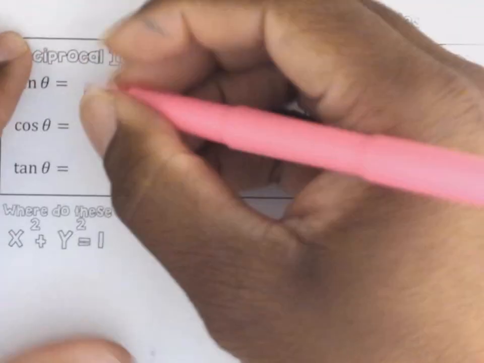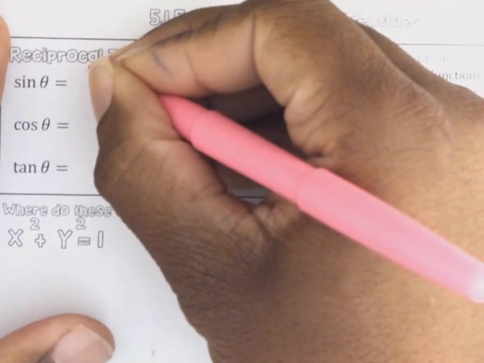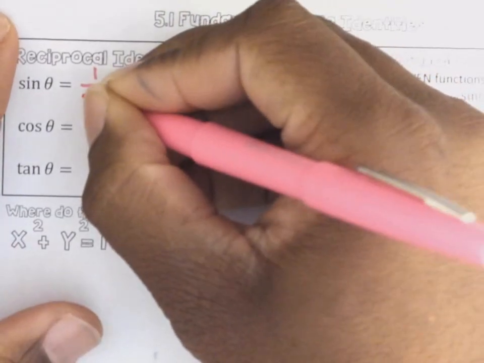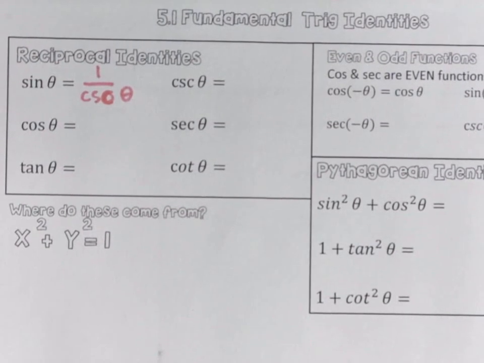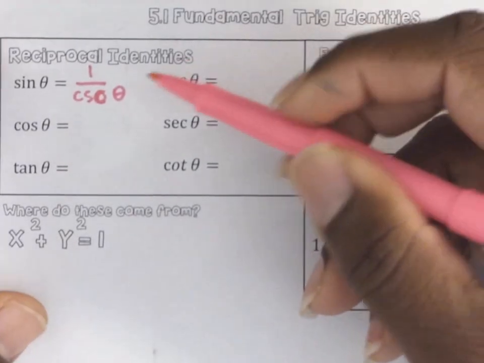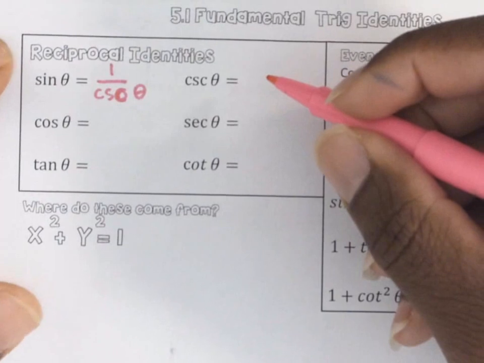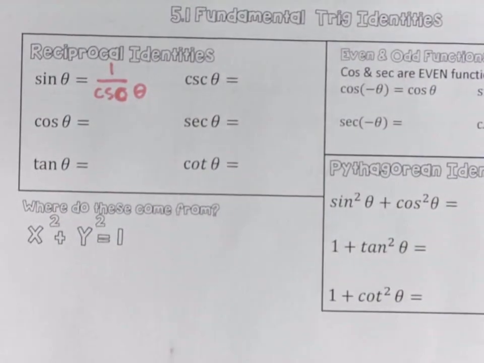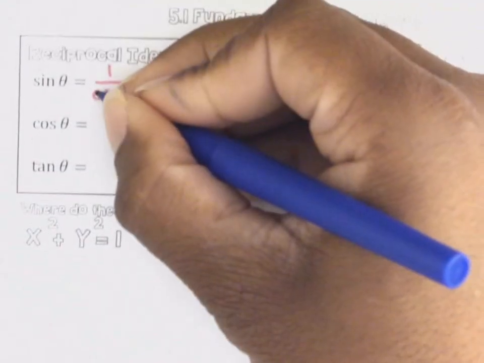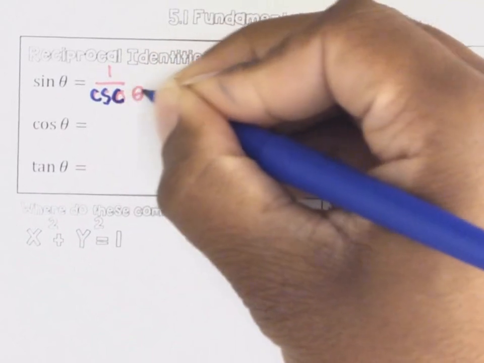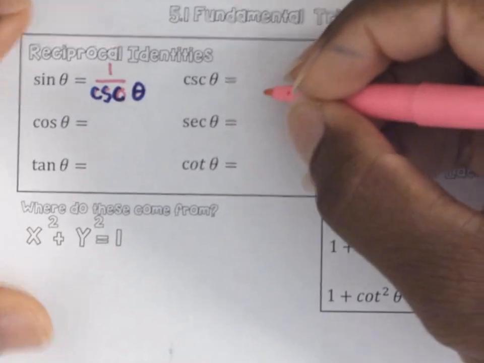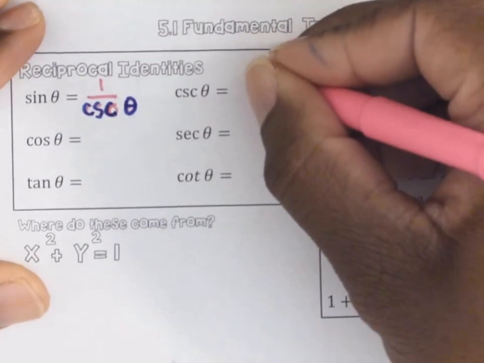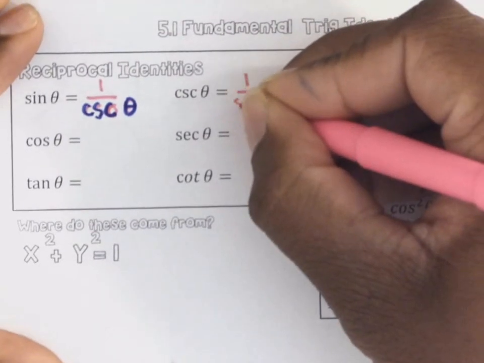So sine of theta is equal to 1 over the reciprocal, cosecant of theta. That should be CSC. We could go the other way. Sine is the reciprocal of cosecant, so I can rewrite cosecant theta as 1 over sine.